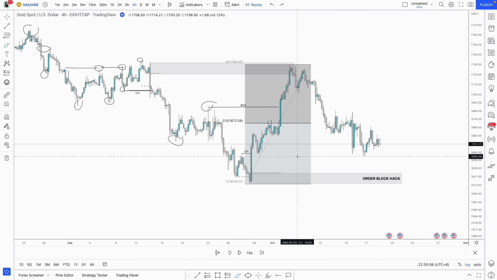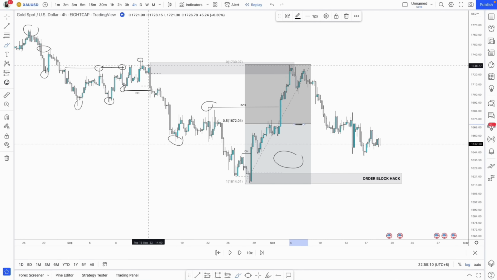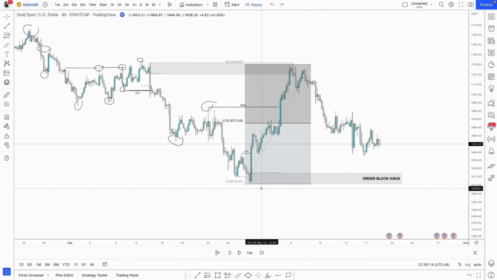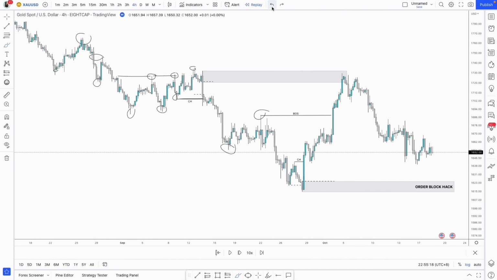Discount, sorry. So we want to be buying in this bottom half and selling, of course, in this top half. And we want our level of orders to be in this level.